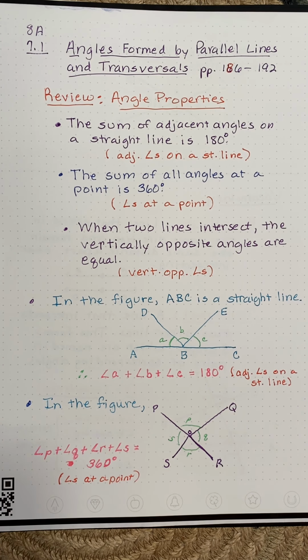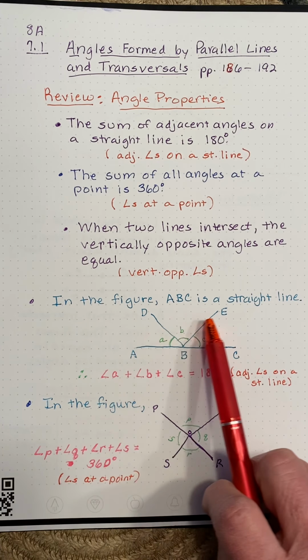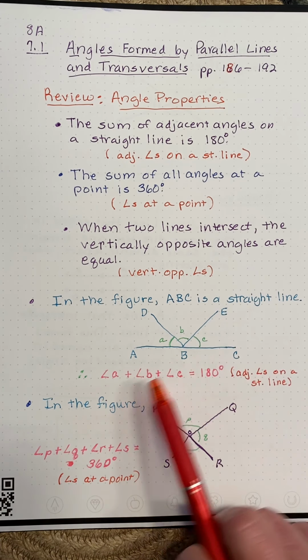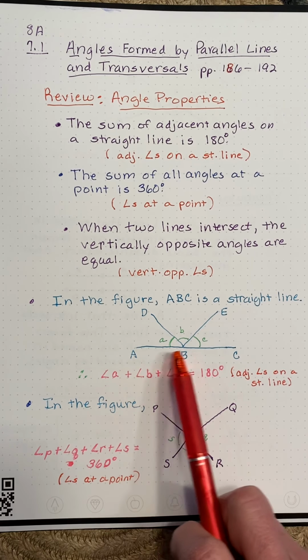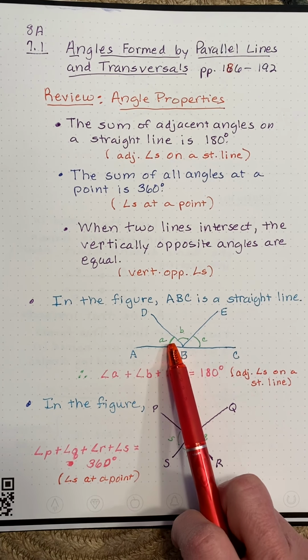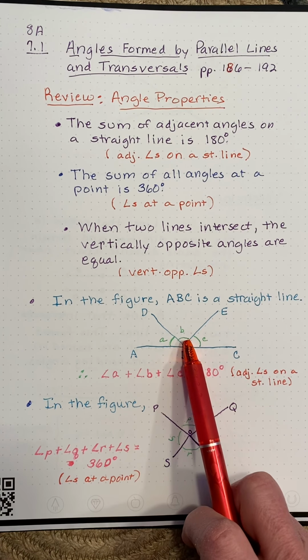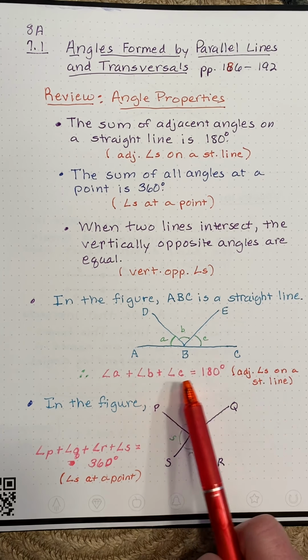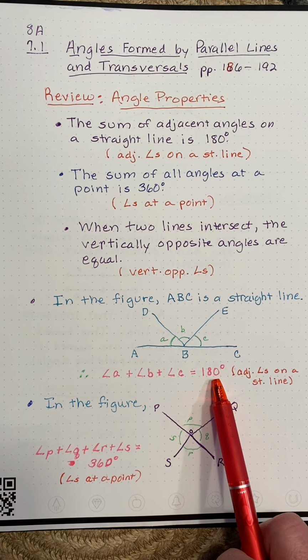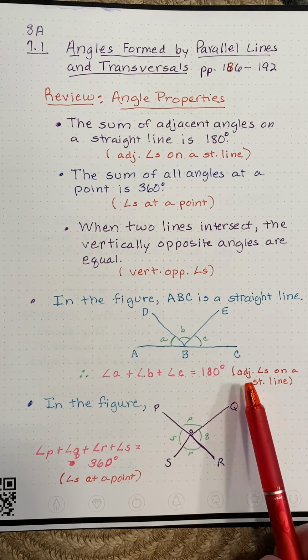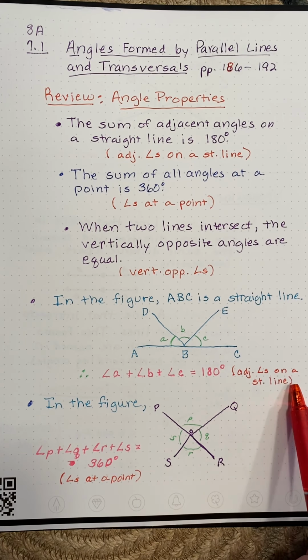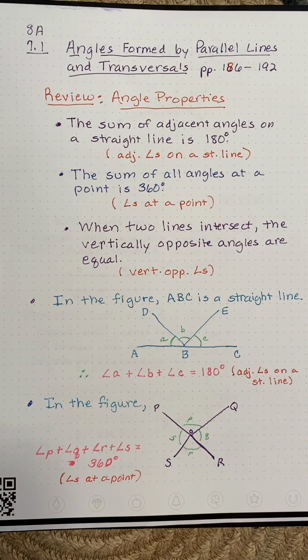So they give some illustrations of this, and you should jot this down so you can remember it and you can see how to use the proof sentences. It says in the figure, ABC is a straight line. Therefore, angle A plus angle B plus angle C equals 180 degrees because of the first property, adjacent angles on a straight line, all total 180.